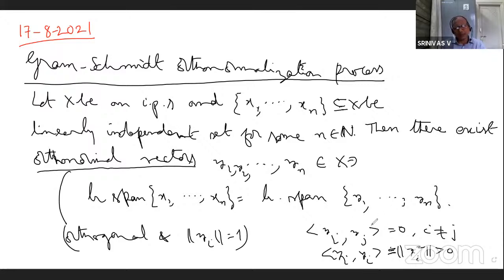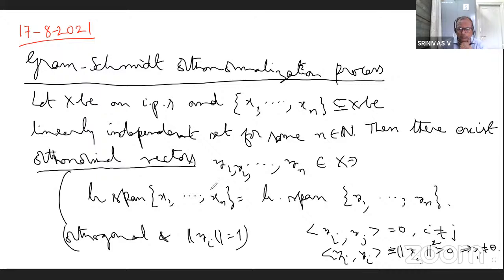Yeah, then it cannot be right. Then it would be the zero vector, and then it will not be linearly independent. Okay, y is non-zero, so that's why norm y square must come out positive. Therefore, norm y is positive, and therefore y will be a non-zero vector.